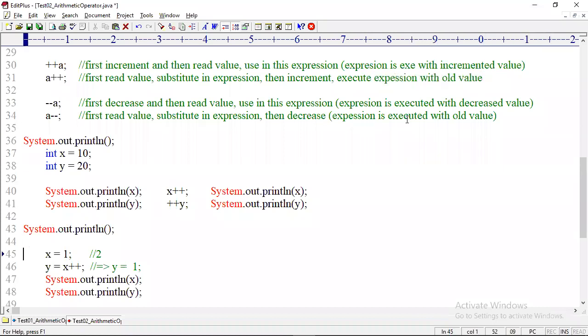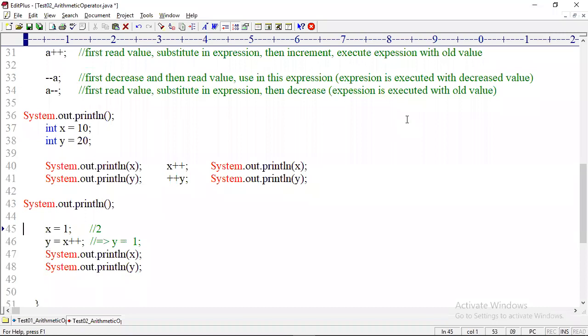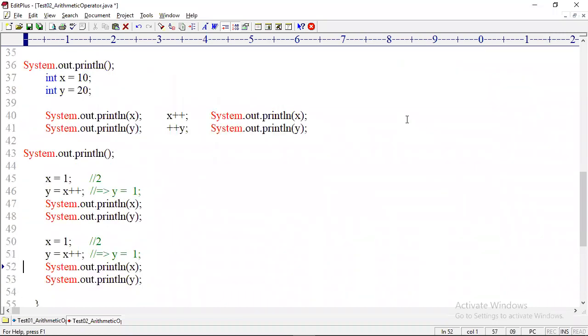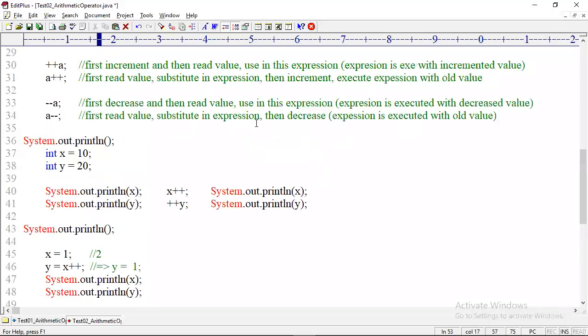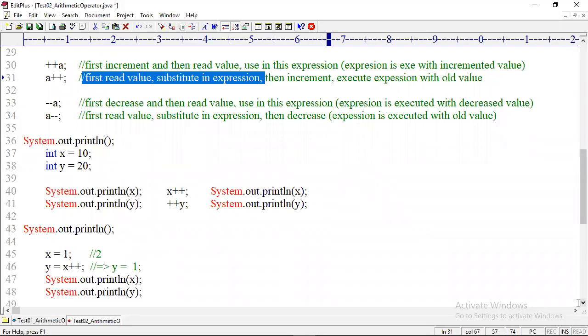And now, again I am reassigning. Please try to answer carefully. X equal to 1, again reassigning. Plus plus X, I am taking plus plus X. Now this time, what is the output? Please try to apply the algorithm. You don't use your brain. If you don't use your brain, wrong answers will come.